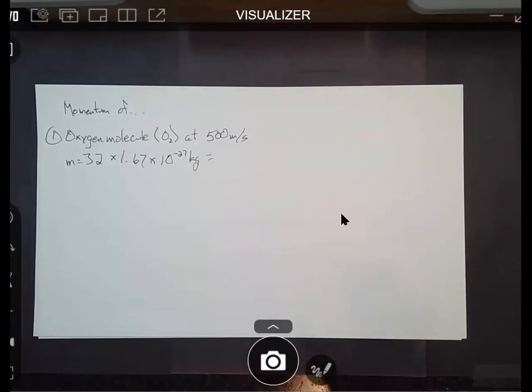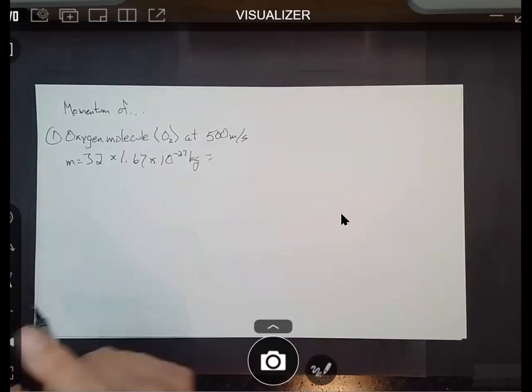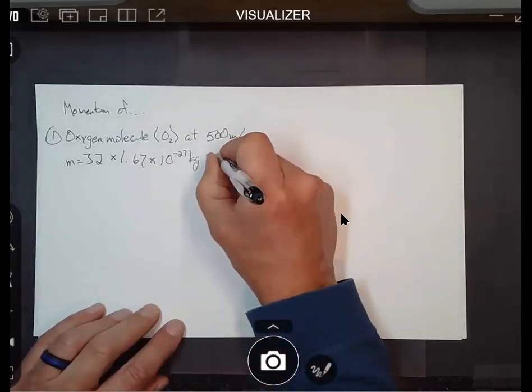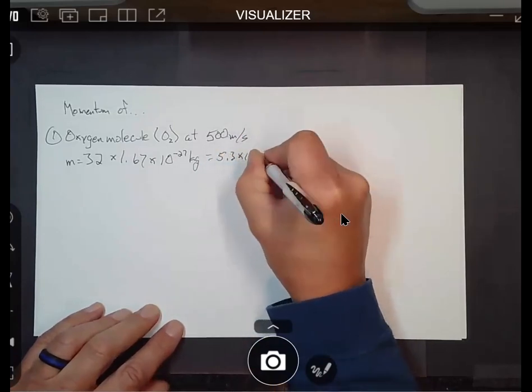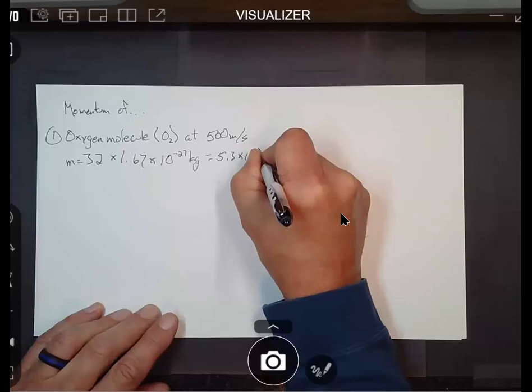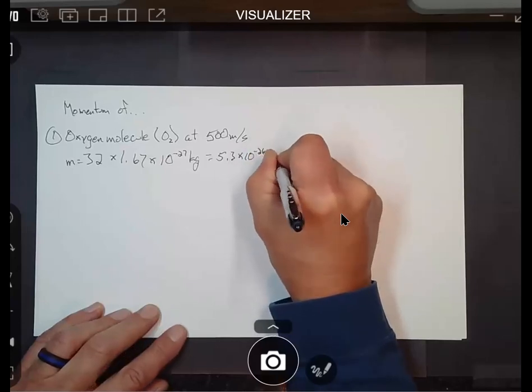Now, this isn't going to be very precise, but it'll be okay for what we're doing here. It's going to have a mass of, I'm just going to round it to two significant figures, I'd say about 5.3 times 10 to the minus 26 kilograms.